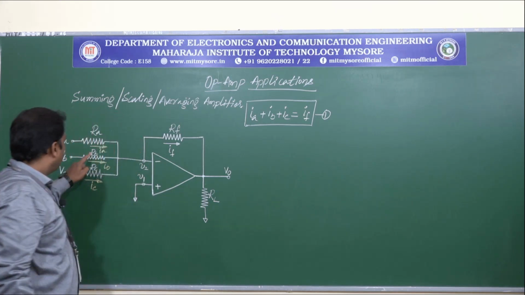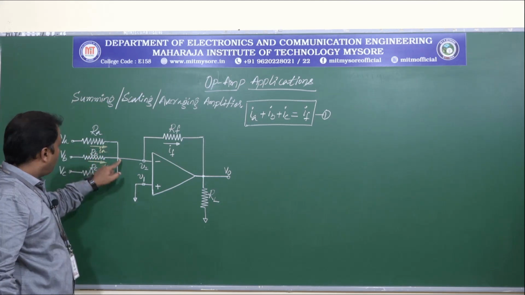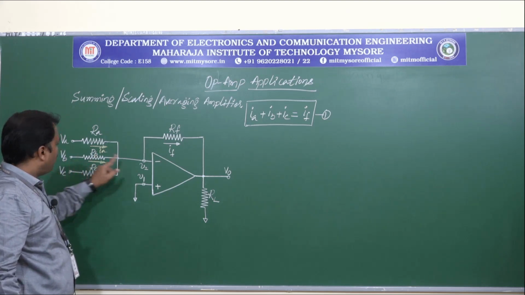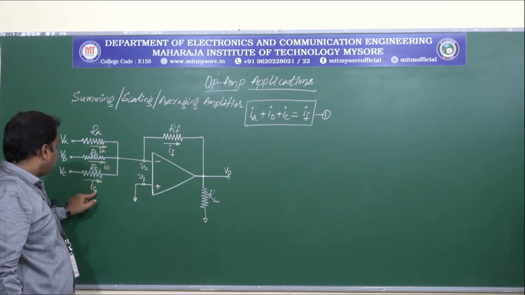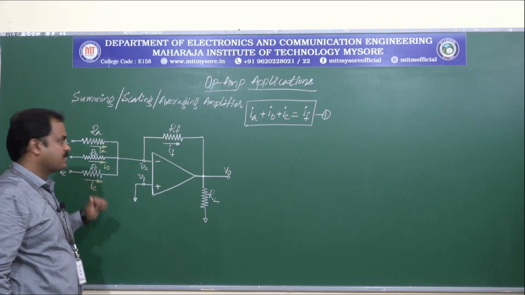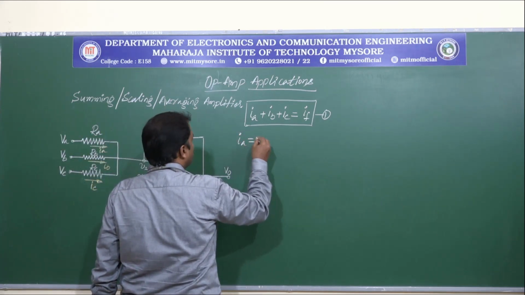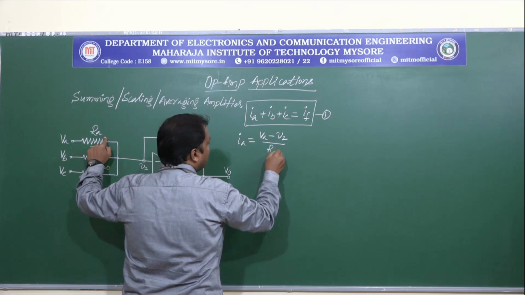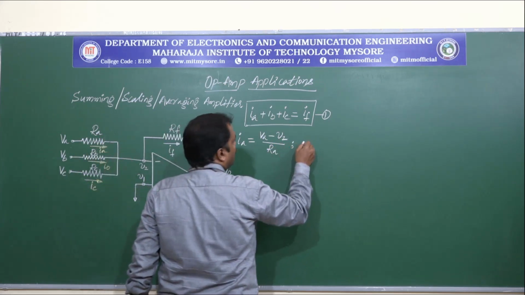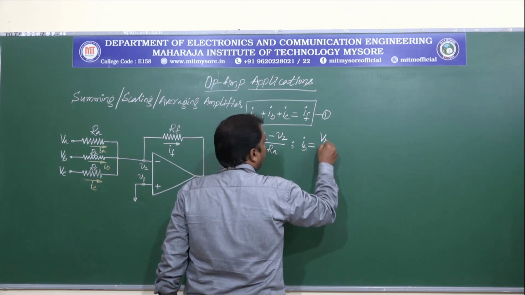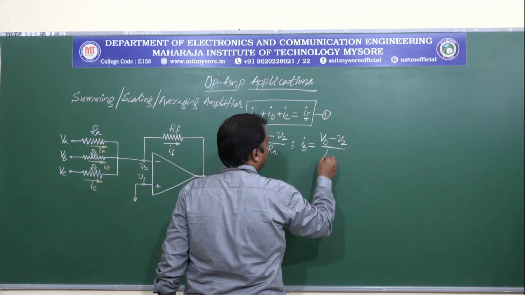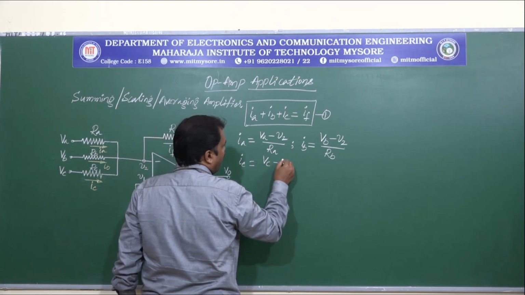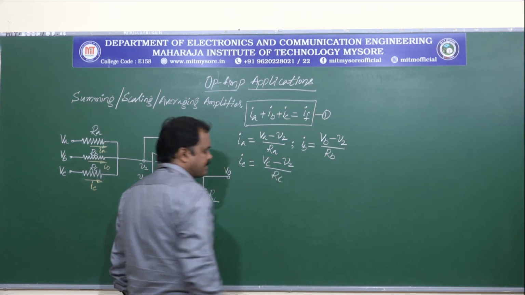Now by using Ohm's law, we can say IA is equal to VA minus V2 divided by RA, IB is equal to VB minus V2 divided by RB, and IC is equal to VC minus V2 divided by RC.